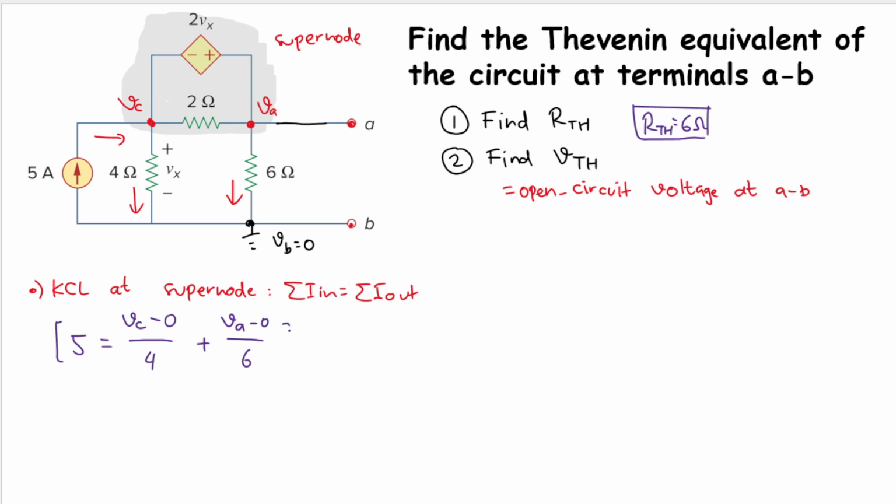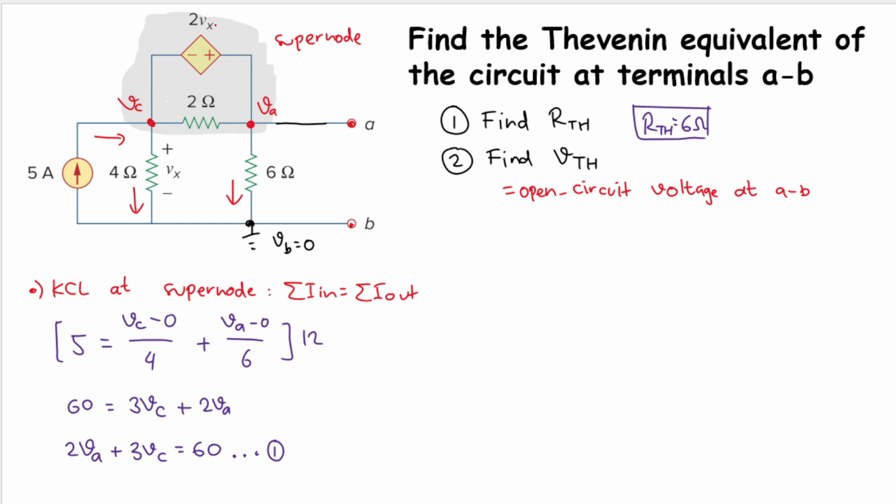Multiply both sides here by 12. So we will have 60 on the left hand side, and then 4 and 12 will cancel into 3, so I will have 3VC and then plus 2VA. Good. And now we will have 2VA plus 3VC is equal to 60. Good. Let's have this as equation number 1. However, we still need one more equation, right?